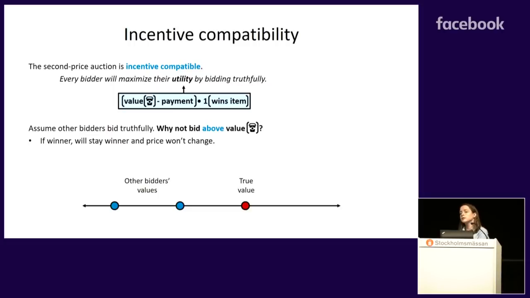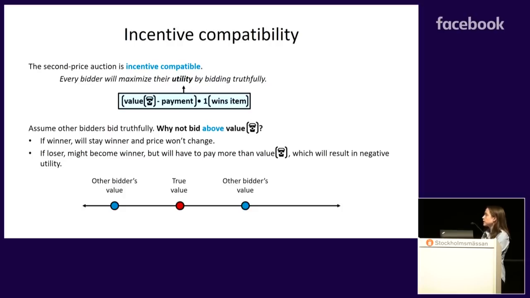Why would I not want to bid above my own value for this good? Well, let's say that I'm the winner, so when everyone's bidding truthfully, I'm the winner, right? So my true value is above everyone else's values. Why wouldn't I want to bid above my value? Well, I'm still going to be the winner, and since I pay the second highest bid, my payment is not going to change, so I have no incentive here to bid above my true value.